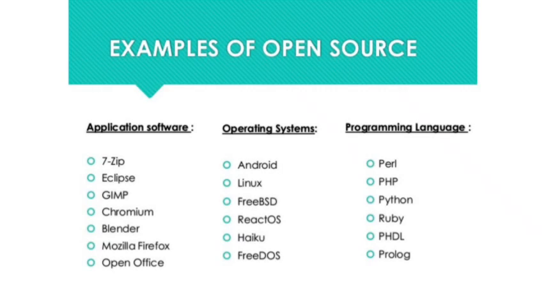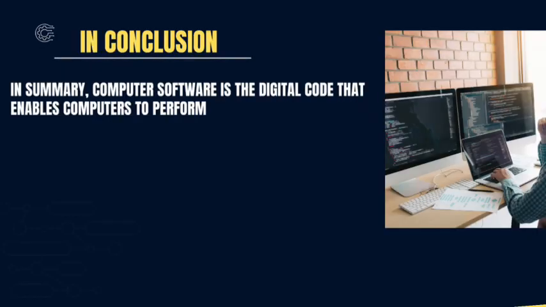We have examples of open software. We have the zip files, Eclipse, Chromium, Blender, OpenOffice, Mozilla, FreeDocs, PHDL, Ruby, Python, PHP. All of these are open software. They are more or less available for use.